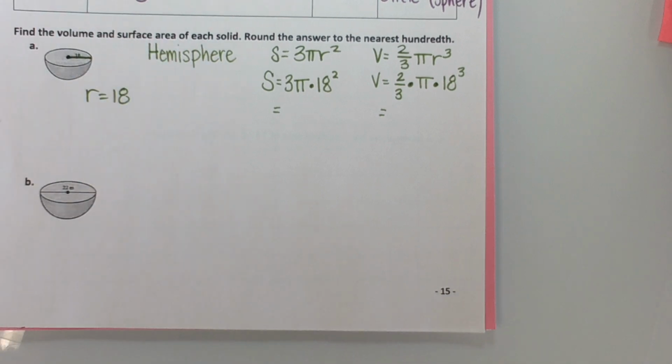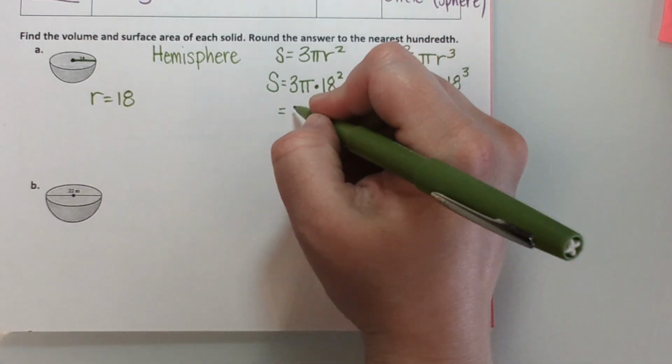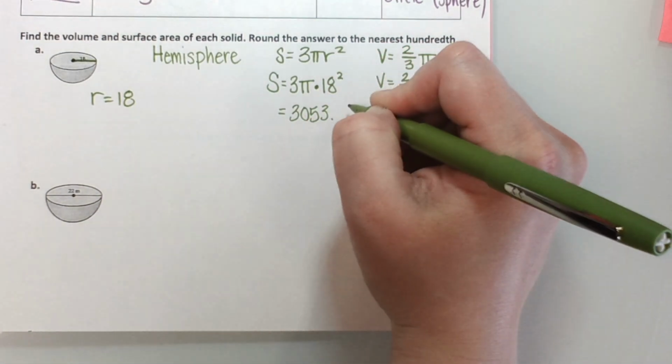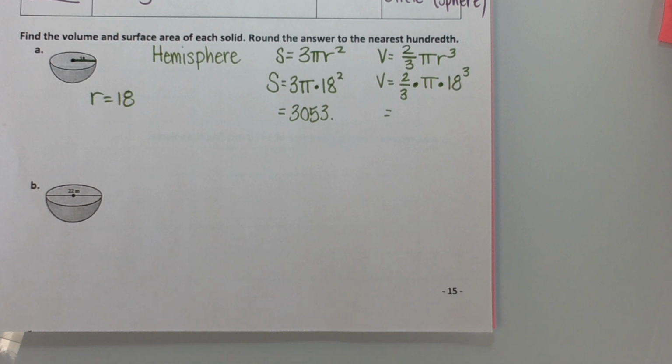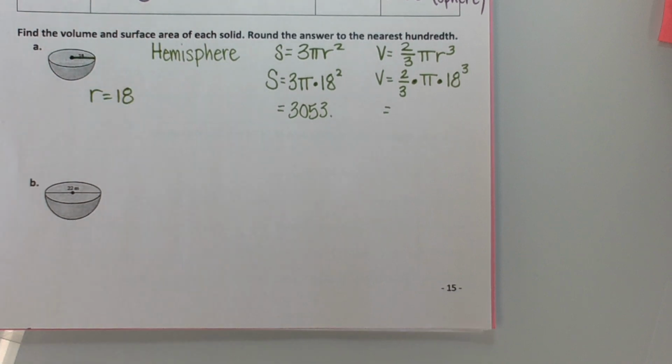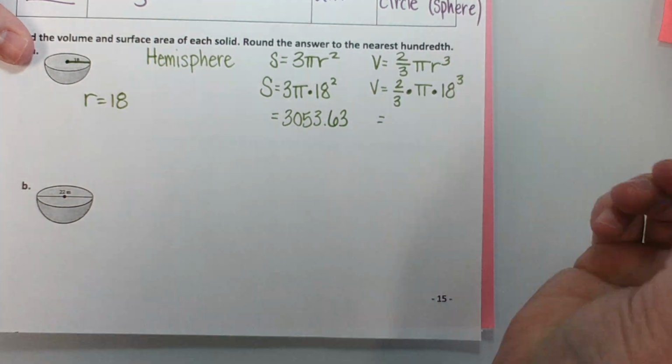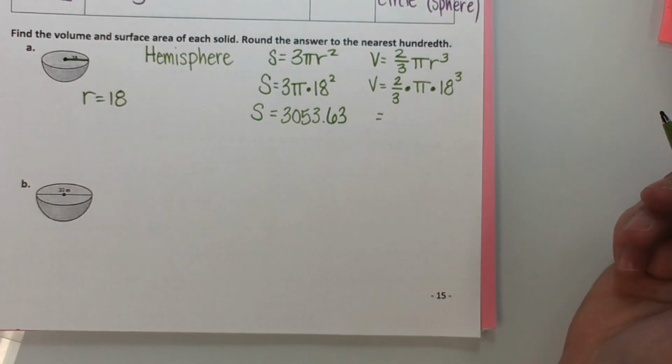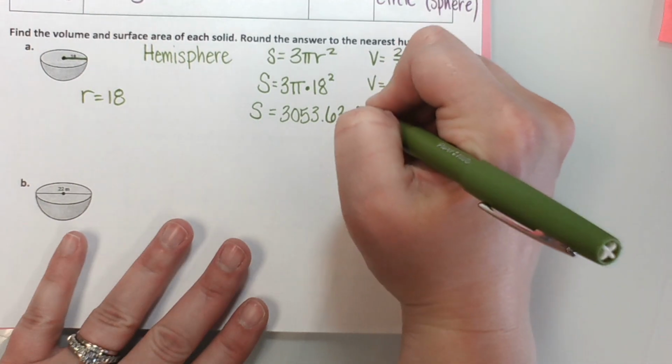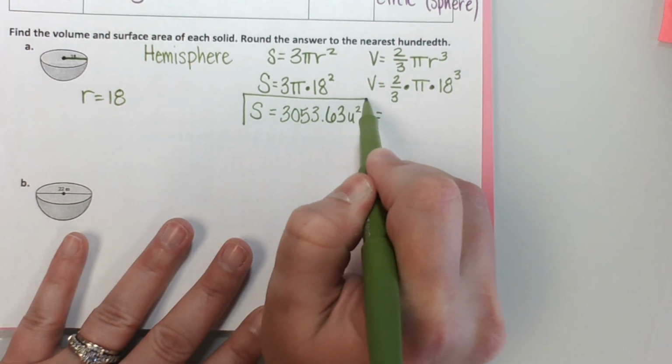Greta, what do we get for surface area? Point what? 6.2? Point what? 6.3. There we go. If there are no units, what do I put? Units squared, or u squared for units.